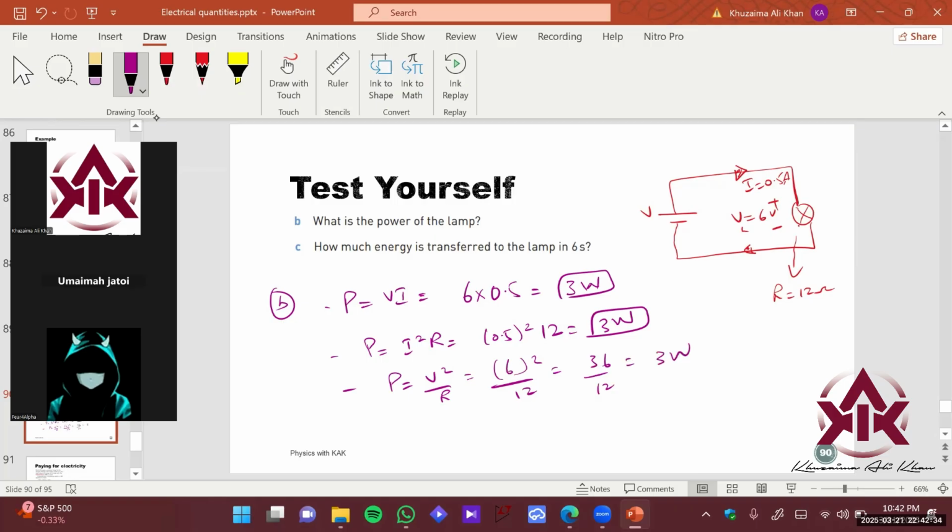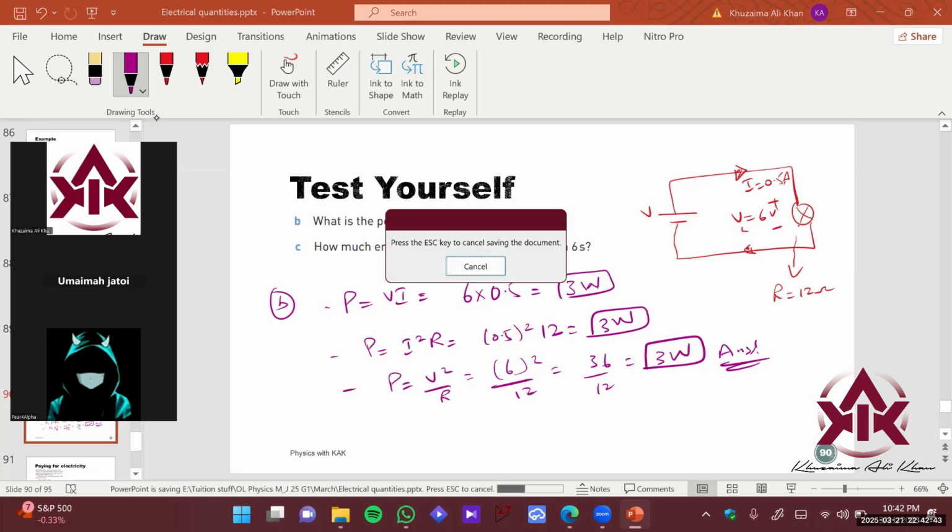So whichever formula you use, you should know that you have used the formula correctly. It should give you the same answer. That is the beauty of this set of relations, it converges to the same answer. You can have different approaches, but the answer should be the same. So this is part B.